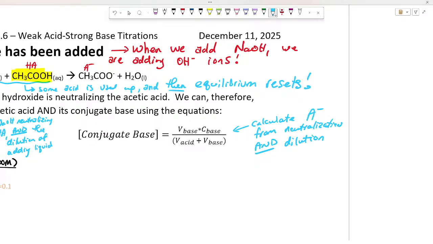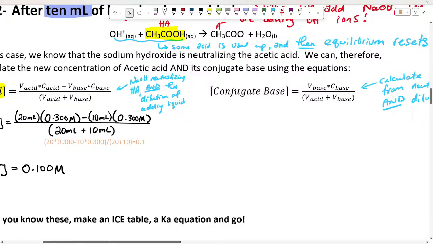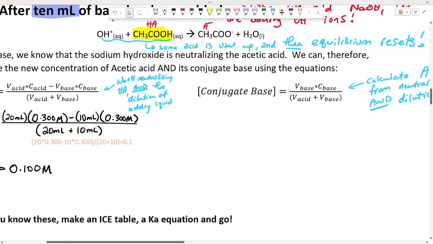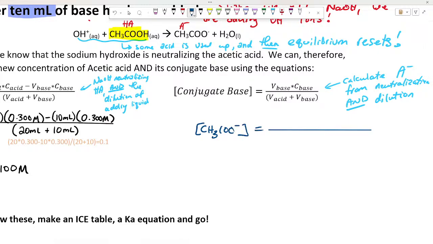Again, if I didn't give you this equation, I would expect that you'd be able to figure this out. But I give you this equation. I will actually even give you this equation on the test and the exam because I'm a nice guy. But in a university course, they certainly wouldn't. Does that make sense? So be mindful of that fact. But this is the concentration of the CH3COO minus. And it's just going to depend on how much base we added, right?